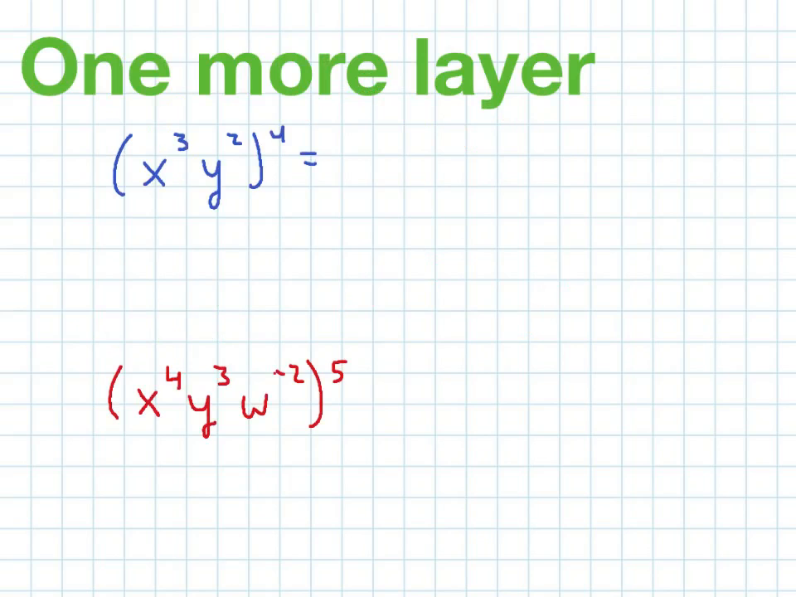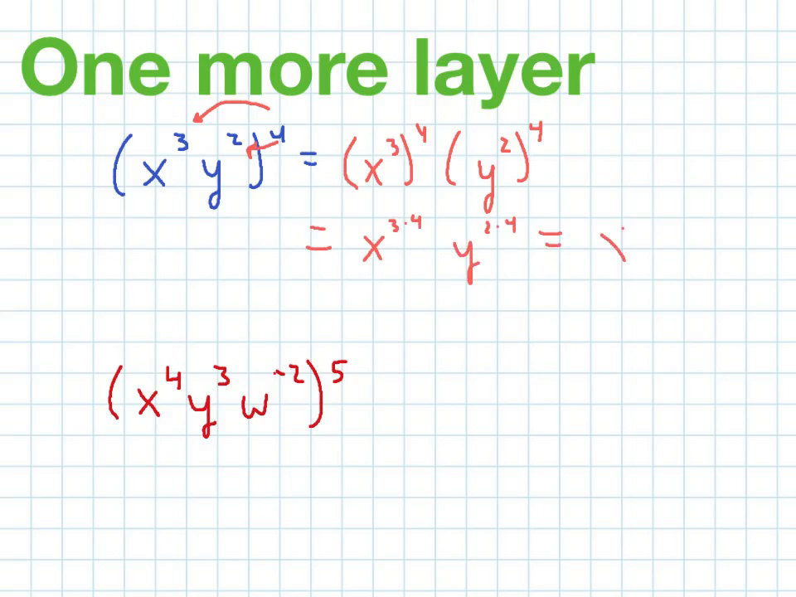Let's add another layer to this. Notice now I've got a parentheses with more than one base underneath it. What happens here is everything that's inside the parentheses gets raised to that other power. So this one goes here and here, and it becomes x cubed to the 4th and y squared to the 4th. We distribute that final exponent. And now with the rules that we've learned, we know this is x to the 3 times 4, and it's y to the 2 times 4. So we finish with x to the 12th power, y to the 8th power.